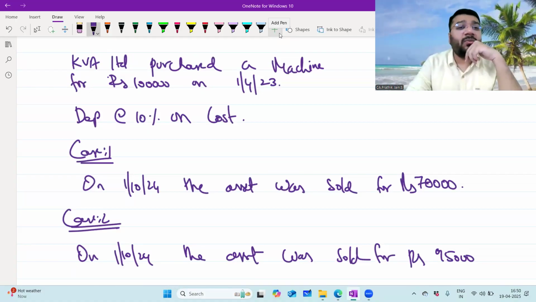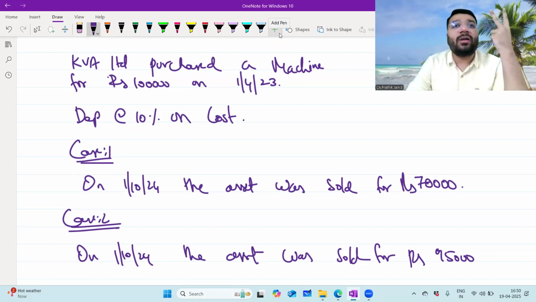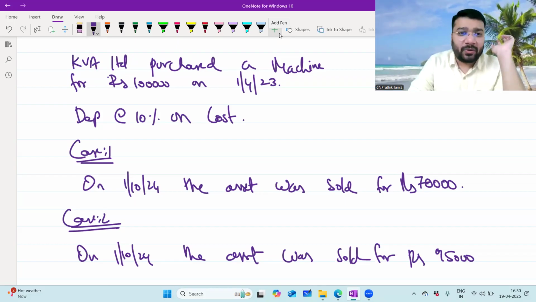Now, what is the method of accounting depreciation? There are two ways in which you can account depreciation. One is normal method. Second is provision for depreciation method. Normal method is called net method, which means net of depreciation. Provision for depreciation is called gross method. Now I'm focusing only on the net method, the normal method of accounting for depreciation.